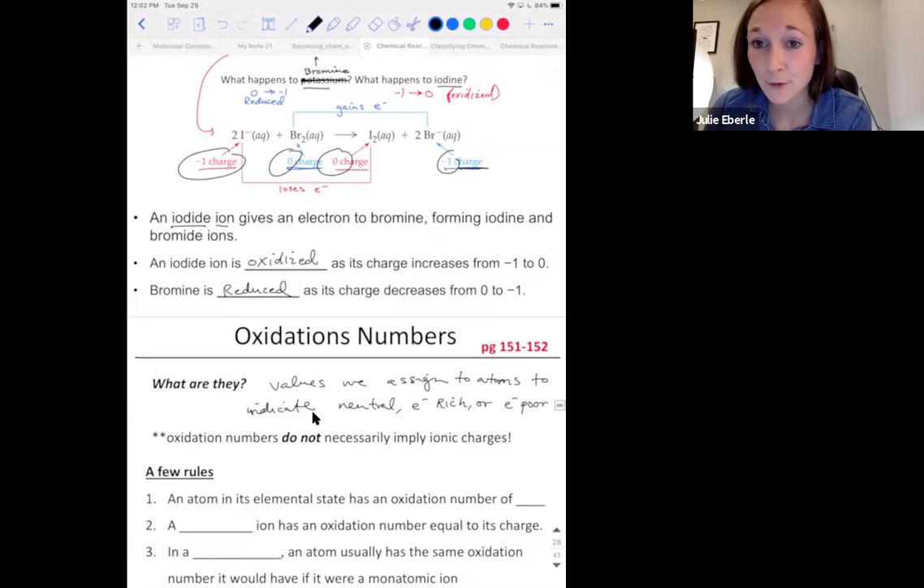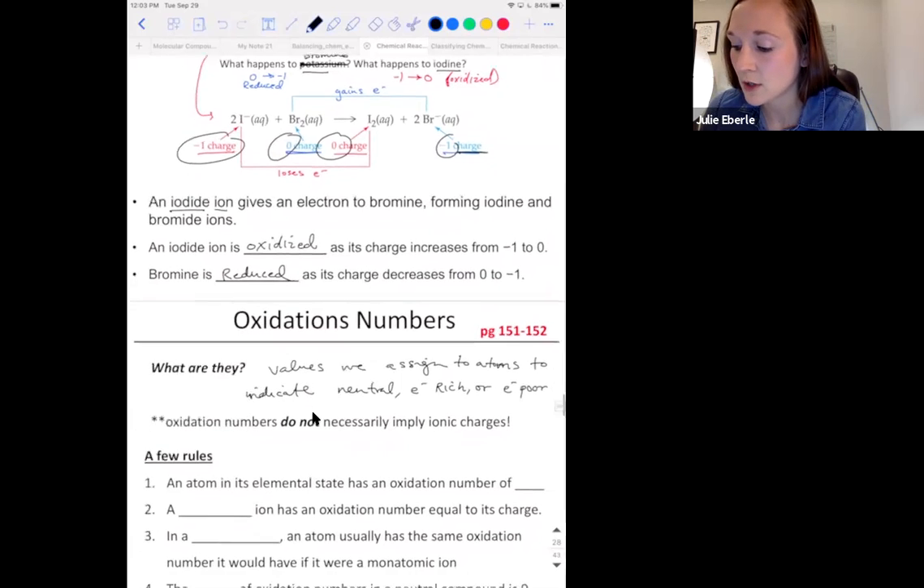It is a value. Notice I'm saying value and not charge, because there will be times where an oxidation number will be different than an atom's typical charge. So it's a value, but it makes us think of charges. They're similar in a lot of cases to indicate whether an atom is neutral, electron rich, or electron poor.